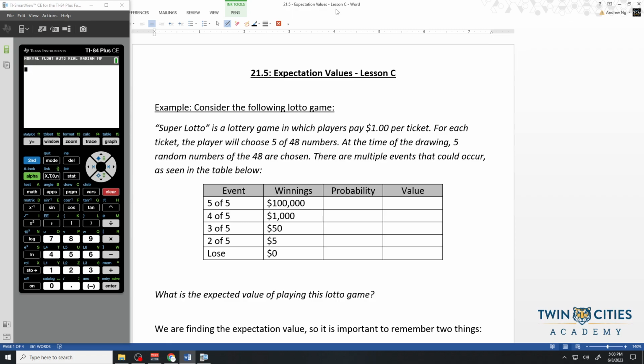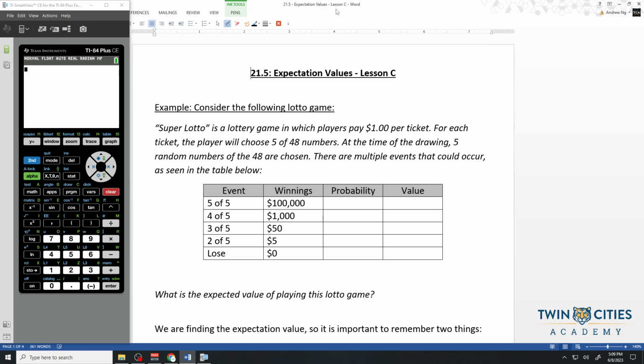Super Lotto is a lottery game in which players pay $1 per ticket. For each ticket, the player will select 5 of 48 numbers. And then at the time of the drawing, 5 random numbers of those 48 are chosen. There are multiple events that could occur, as seen in the table below. So if you get all 5 correct, so you pick the 5 numbers and you get all 5 correct that are drawn, you win $100,000.